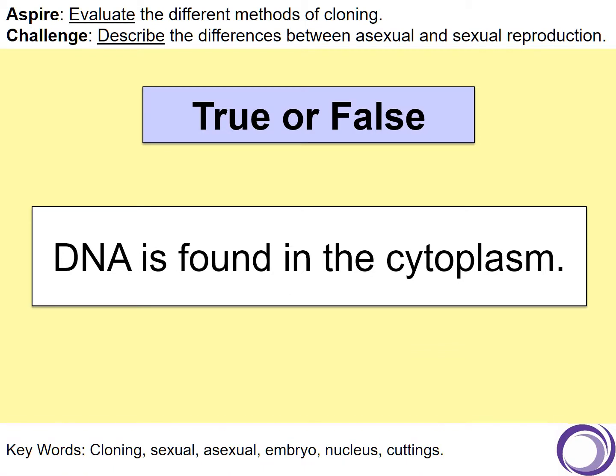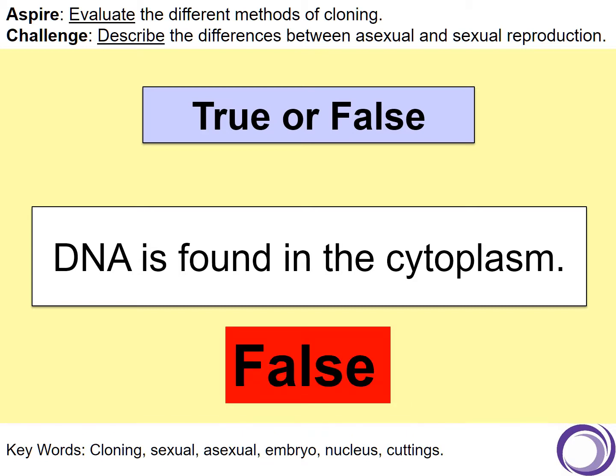Next question. DNA is found in the cytoplasm. True or false? Okay, if you got false, you're absolutely right. DNA is found in the nucleus of cells, not in the cytoplasm. The function of cytoplasm you need to be aware of, it's where the chemical reactions take place. But DNA or genetic material or chromosomes are all found in the nucleus. So that question was false.